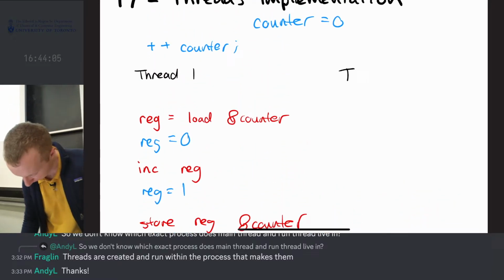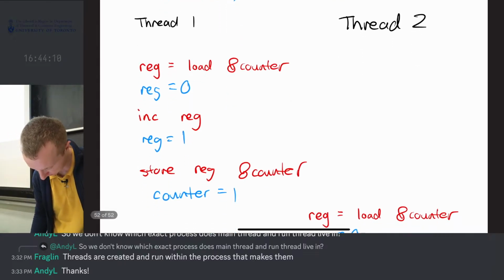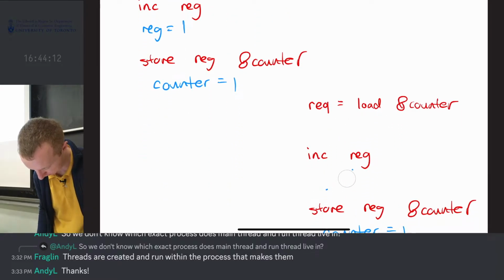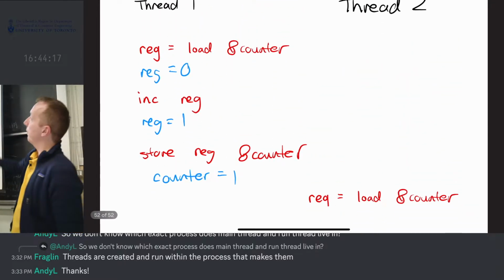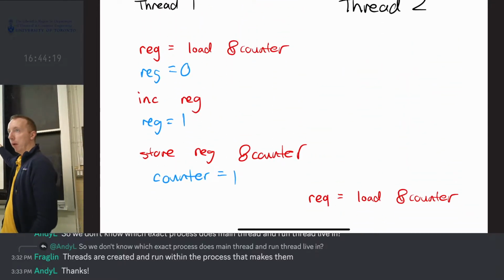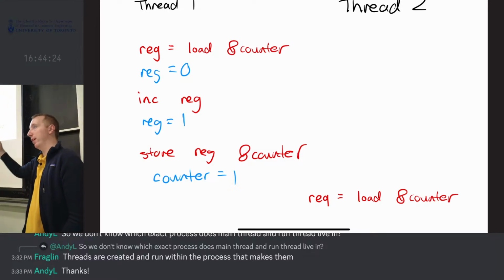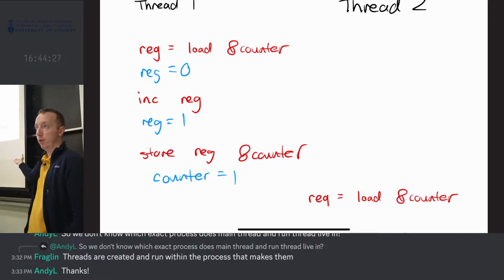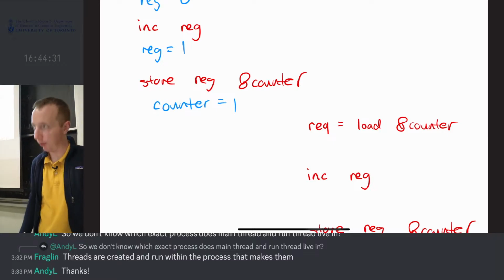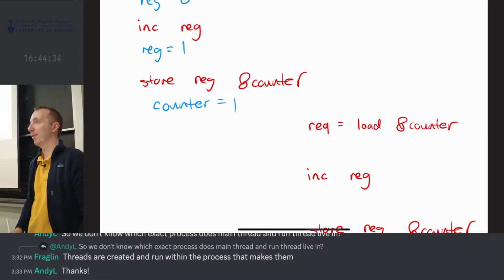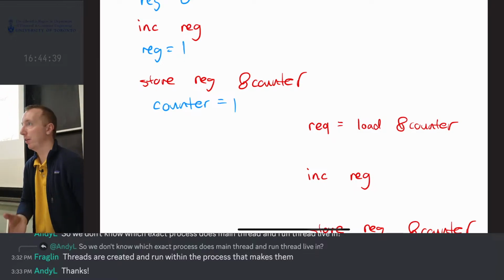So say we have another thread, thread 2. So I'll get rid of these. If thread 1 did this, it updated the value of the counter from 0 to 1, and then we context switched over to thread 2, so this is concurrency. What would thread 2 load into its register? 1, right? So one thread updated the value to 1.